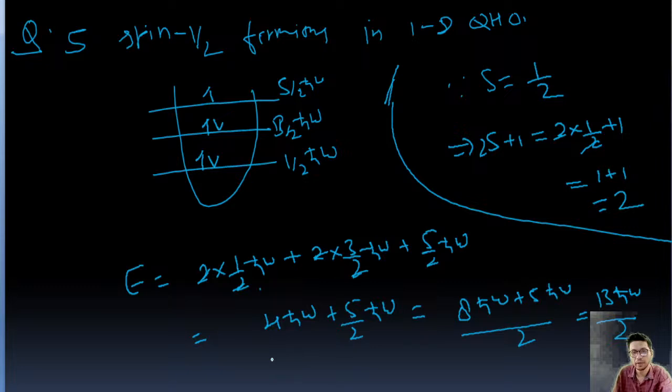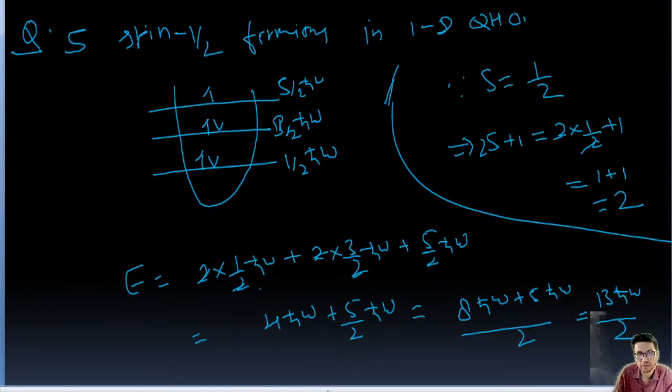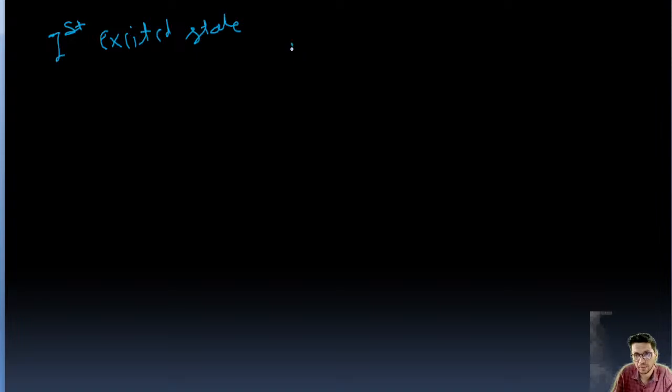Okay, next question. In the same question, now find the first excited state energy for the same question, with 5 fermions. Now you can check it.